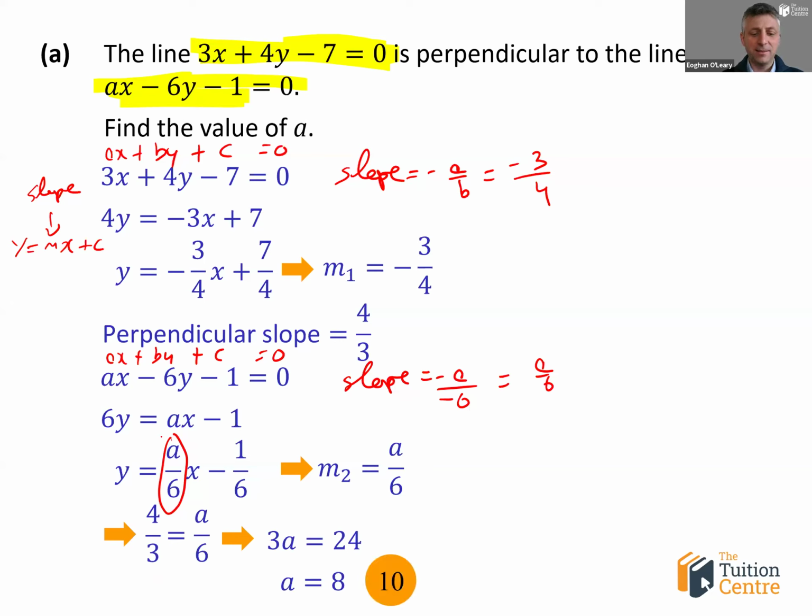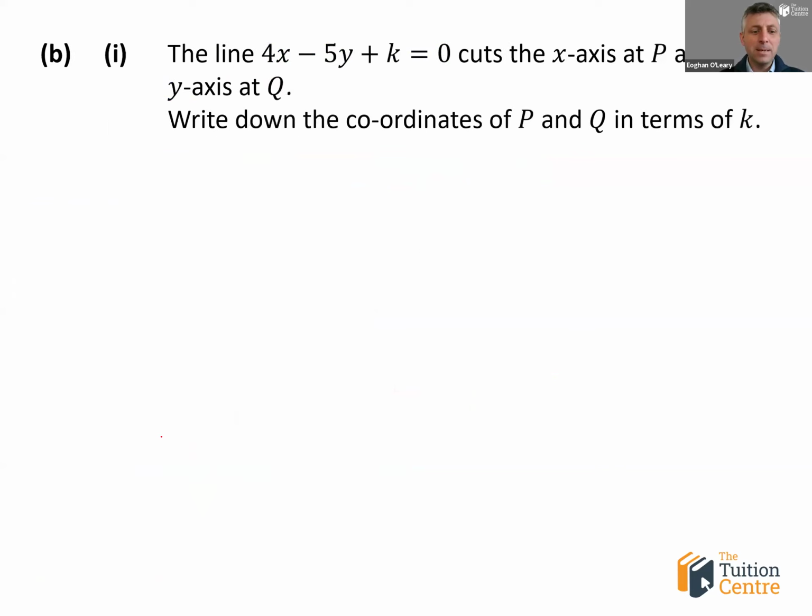Not rocket science, but at the same time, a good few steps to get there. So hopefully everyone got the 10 marks. Now part B is a different line again, so it's not the same line. It says 4x - 5y + k = 0 cuts the x-axis at P and the y-axis at Q. Write down the coordinates of P and Q in terms of k.